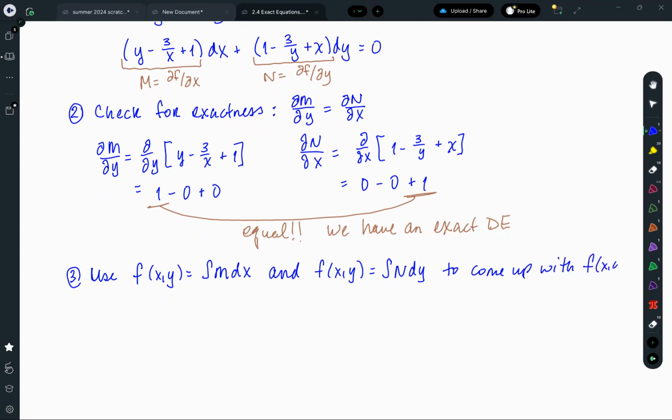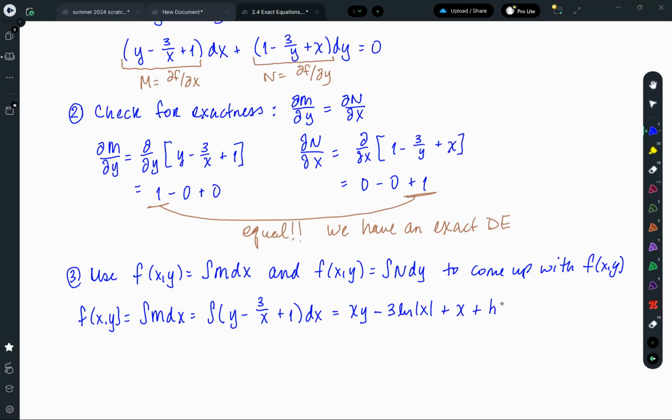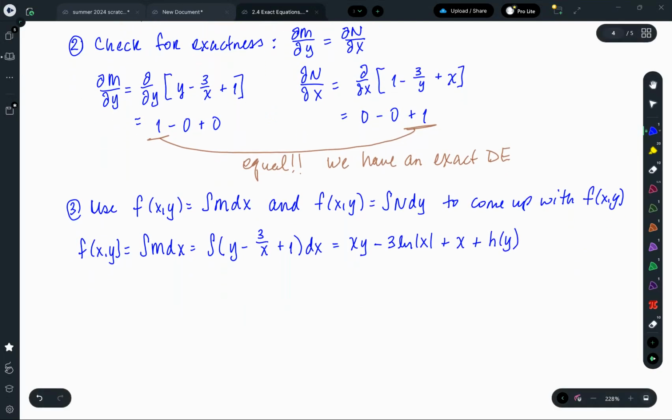Okay, so f of x, y is technically going to be the partial integral of M dx, which means we are integrating (y minus 3 over x plus 1) dx. And when I integrate this all with respect to x, the antiderivative of y becomes xy. The antiderivative of minus 3 over x becomes minus 3 ln of the absolute value of x. And the antiderivative of 1 with respect to x is plus x. And my constant of integration is some h of y.